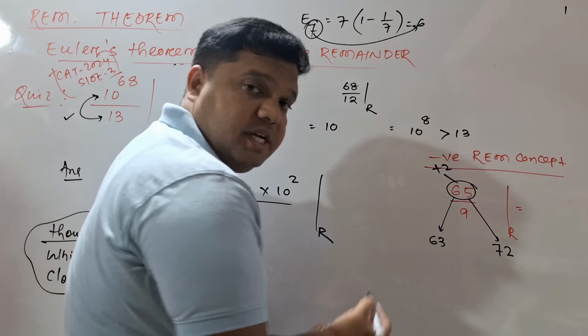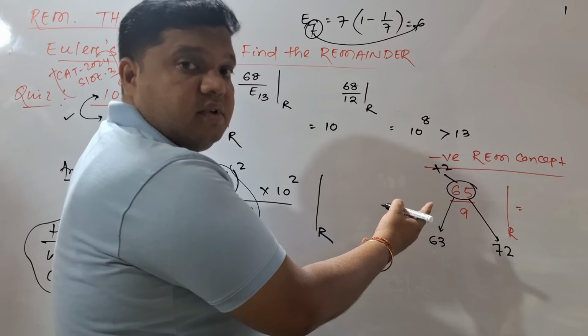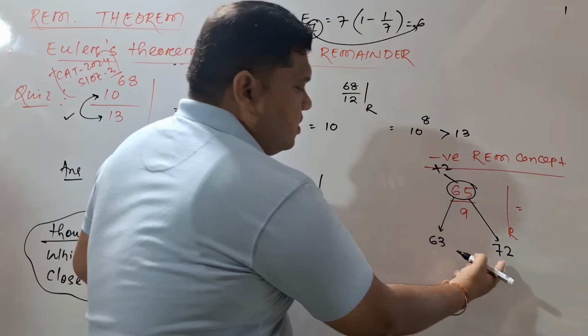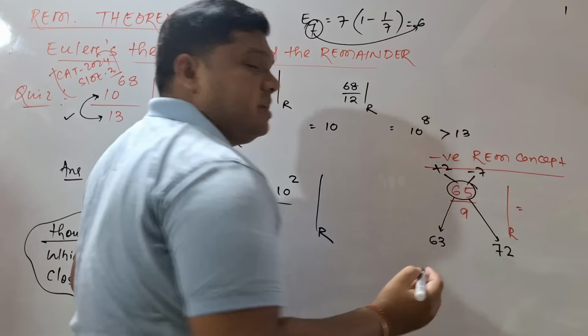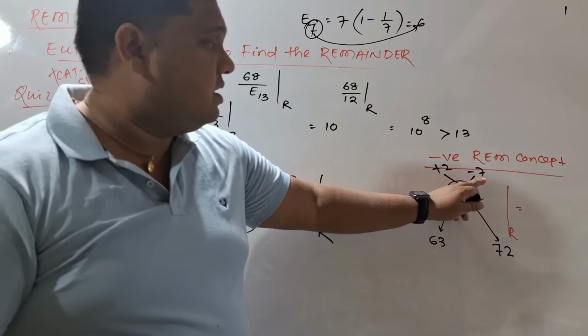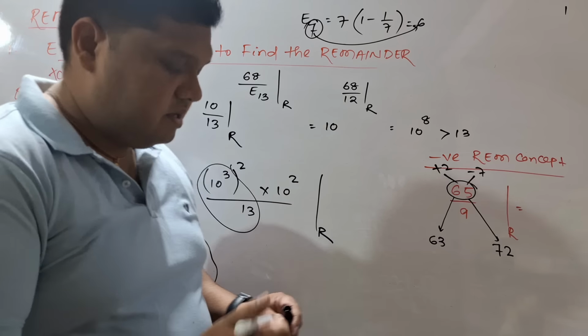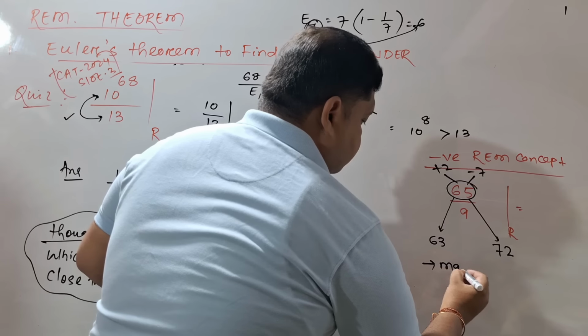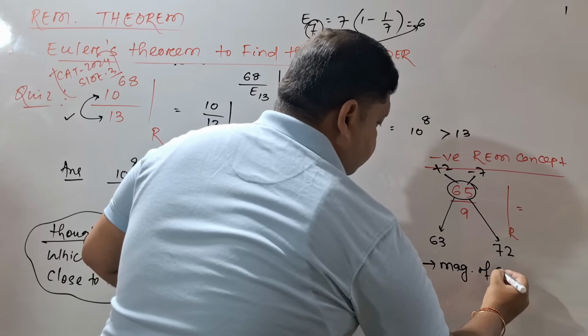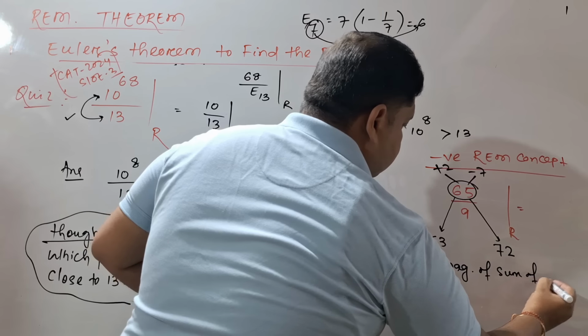Similarly, you have 72, but you want 65. Desired number is 65. What modification do you make here? Minus 7. So every division has 2 remainders. Here plus and minus: plus 2, minus 7. Done. Second key point: magnitude of sum of both the remainders.